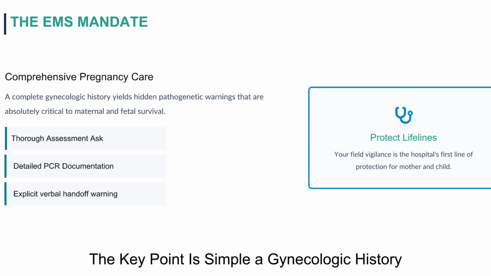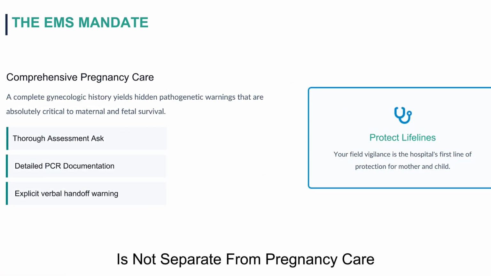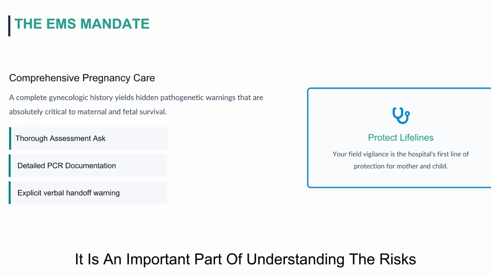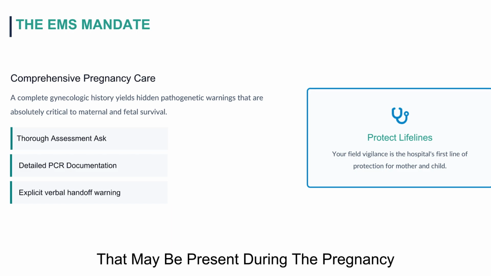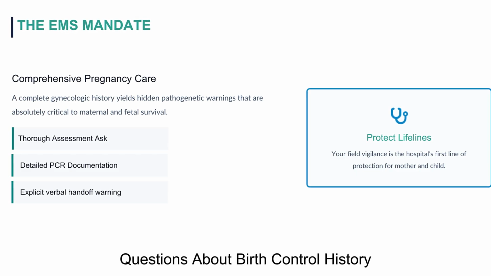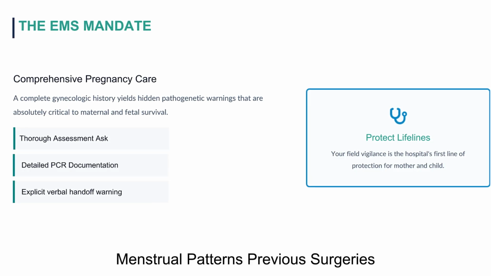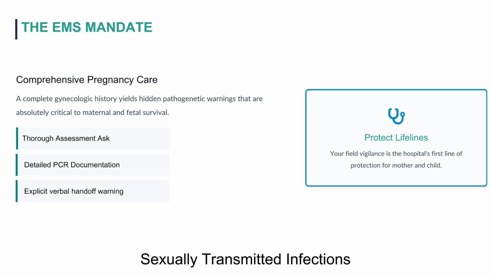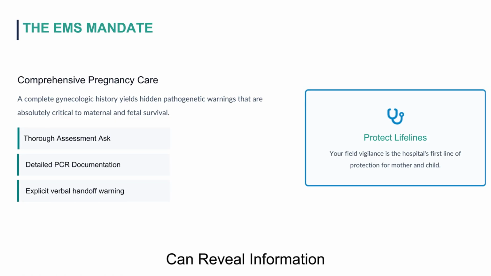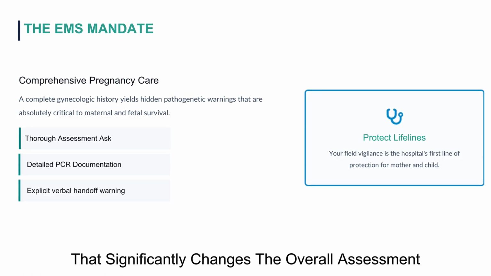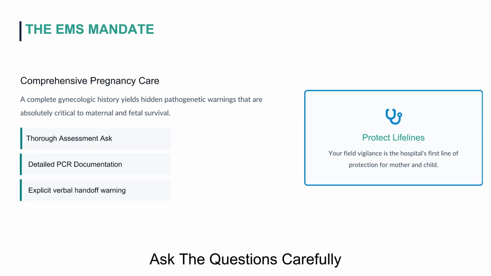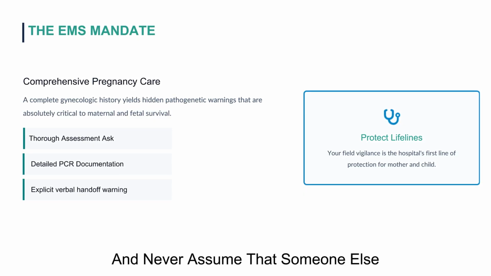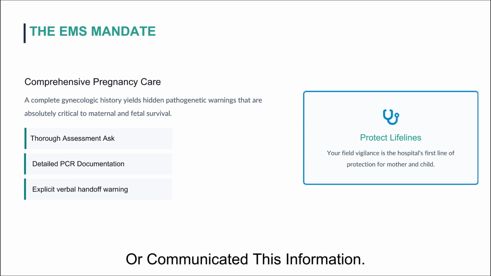The key point is simple. A gynecologic history is not separate from pregnancy care. It is an important part of understanding the risks that may be present during the pregnancy and during delivery. Questions about birth control history, menstrual patterns, previous surgeries, gynecologic conditions, and active sexually transmitted infections can reveal information that significantly changes the overall assessment. Ask the questions carefully, document the answers accurately, and never assume that someone else has already gathered or communicated this information.